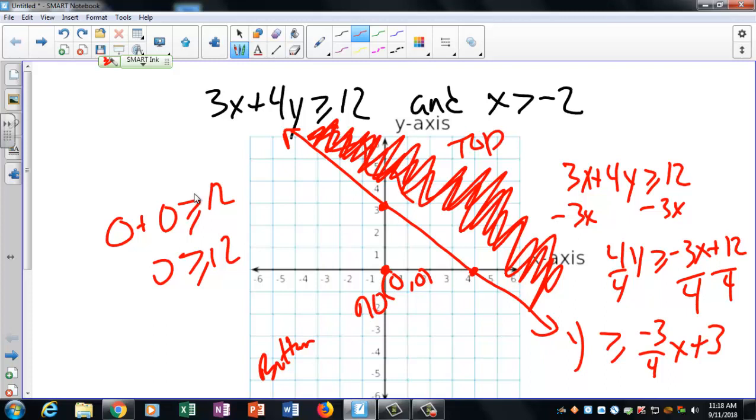There was no negative anywhere. Oh, my bad. I mean, you're right. I did say it flips if you have a negative sign, but there's no negative there. All right.